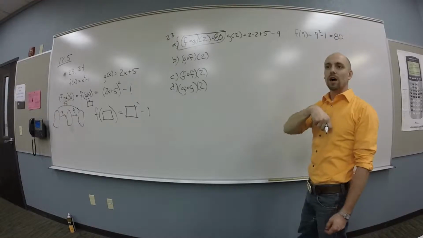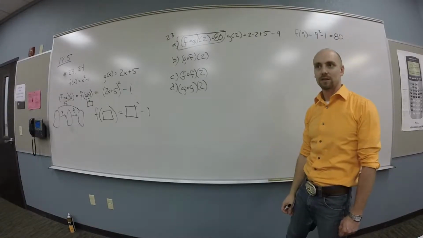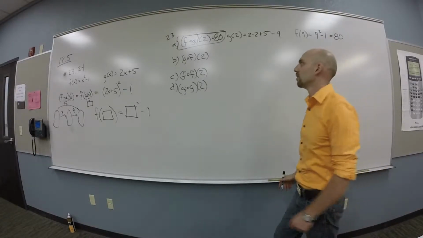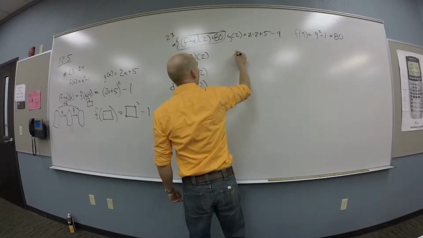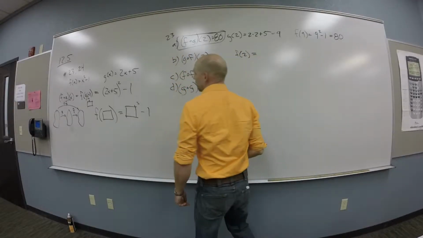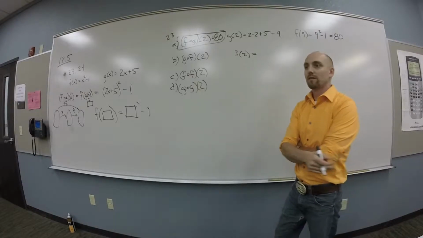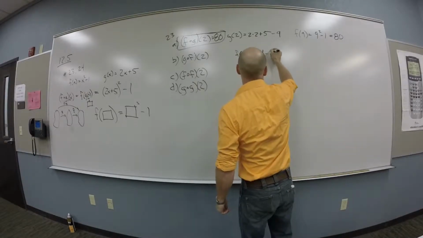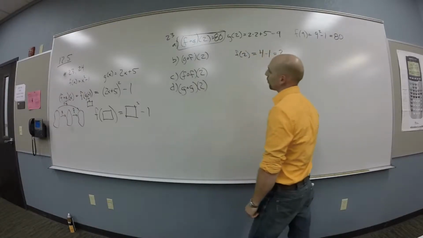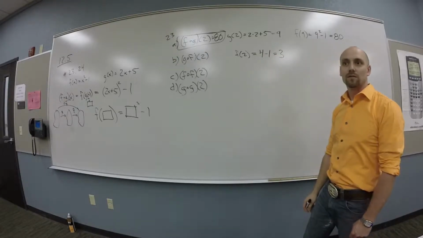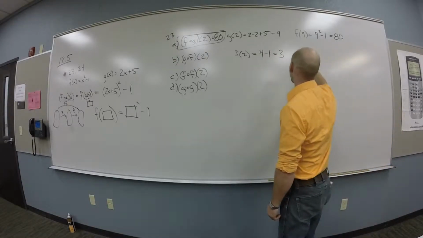Okay, now I want to do B. B says do them in the other order, right? Plug 2 into f. Okay, so I calculate f of 2 first. So what's f of 2, guys? 2 squared is 4, minus 1. 4 minus 1 is 3. Now what do I do to that? Plug it into g.